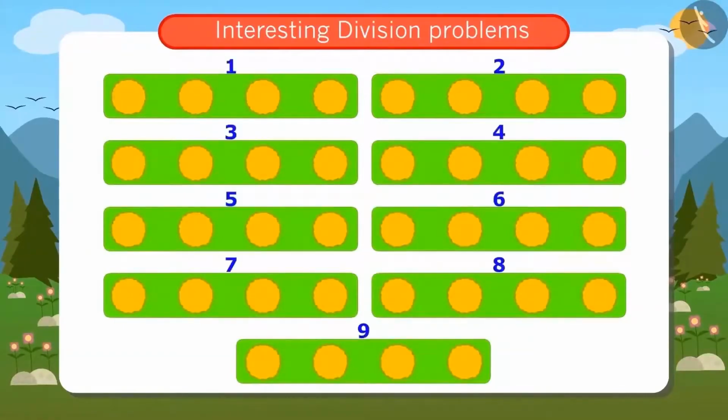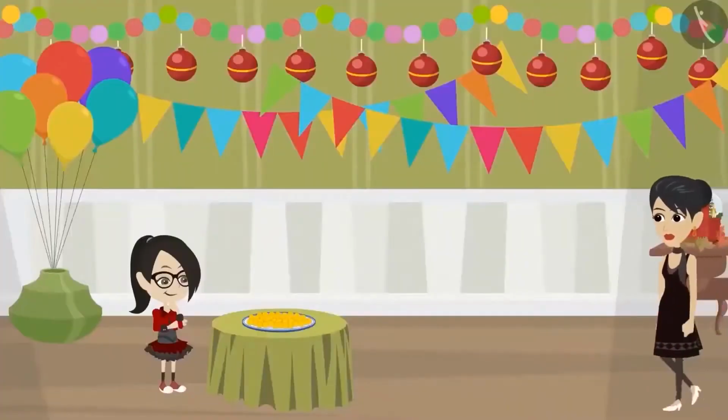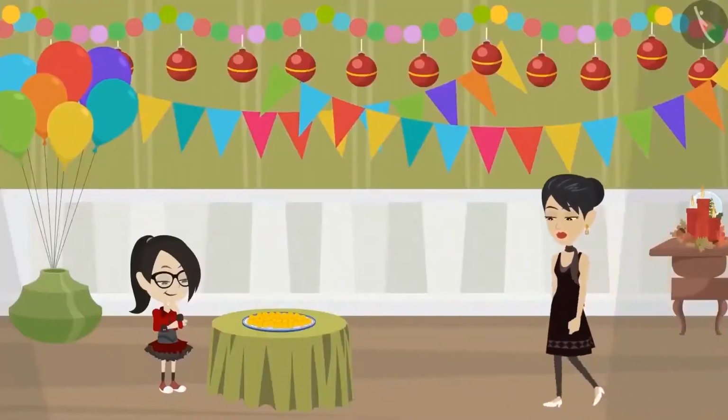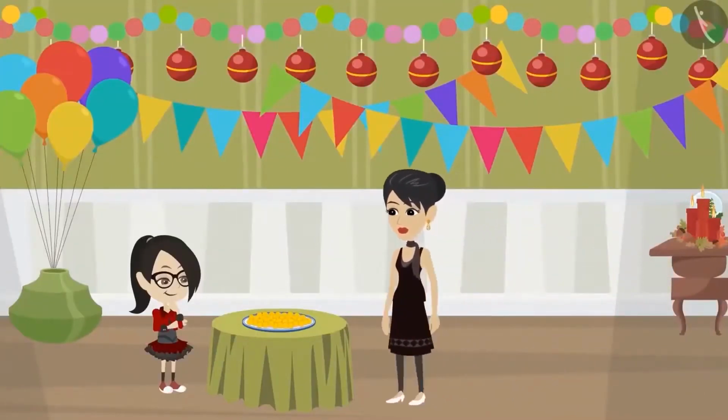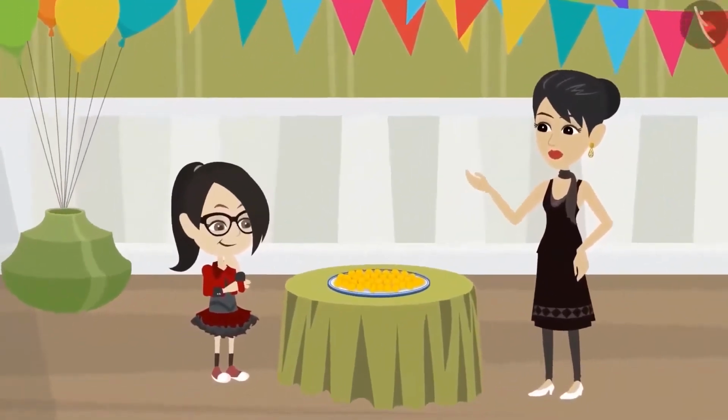Now I count these groups. There are 9 total groups. That means I have to buy 9 boxes. That's when Mummy comes from inside. She thought that Vandana must have brought the box by now, but Vandana is still standing here.